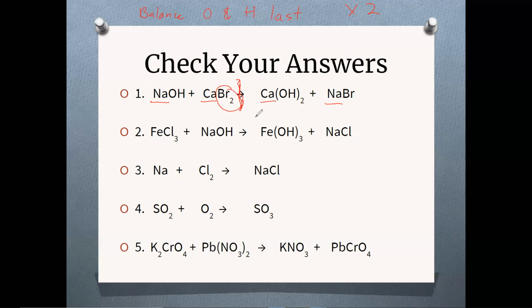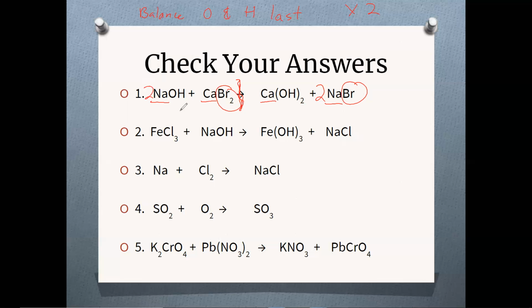On the left, I have 2 bromines. On the right, now I only have 1 bromine. Wow. Now I have to do something. Remember, I can't change subscripts, but I can put a 2 here to make sure that there's 2 bromines now. Now the bromines match. But what I've done is I've thrown off my sodium. So what I need to do is go back and compensate for that.